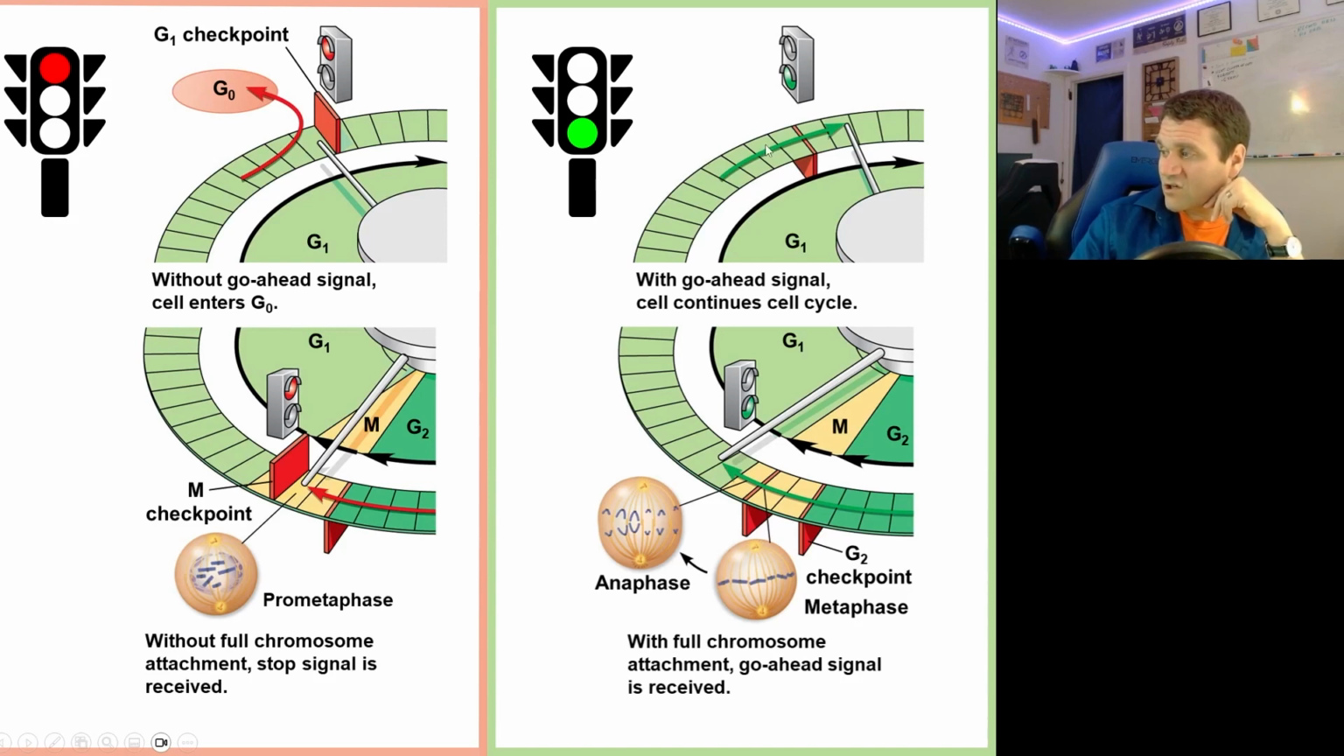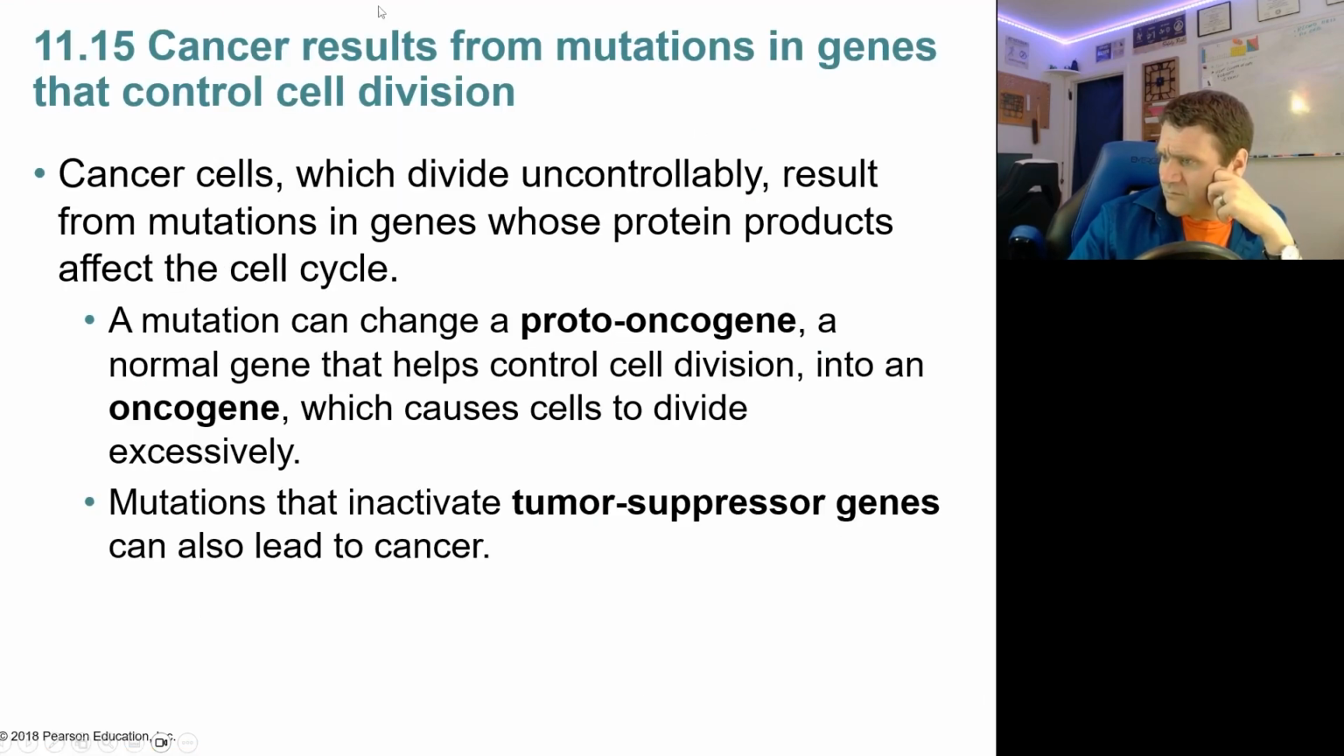Another checkpoint is in G1 of interphase, and just verifies that the cell has put on enough mass, has developed all of the correct organelles and parts that it needs in order to proceed to the next phase. So what we're talking about is mutations of specific kinds of genes that are meant to control cell division. Cancer results from mutations in genes that control cell division. Cancer cells, which divide uncontrollably, result from mutations in genes whose protein products affect the cell cycle.